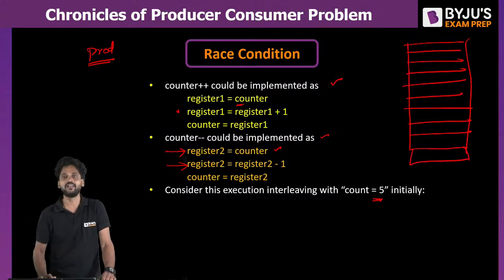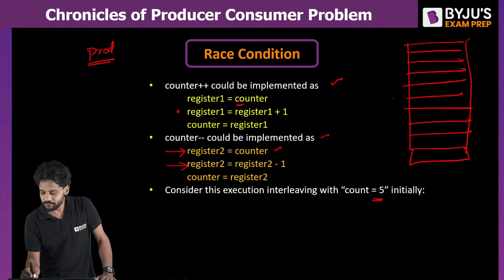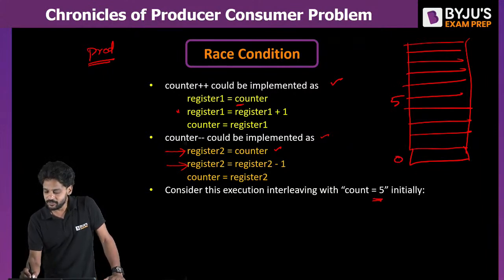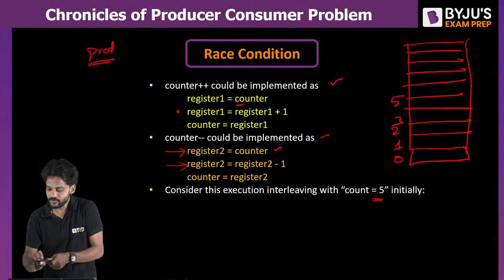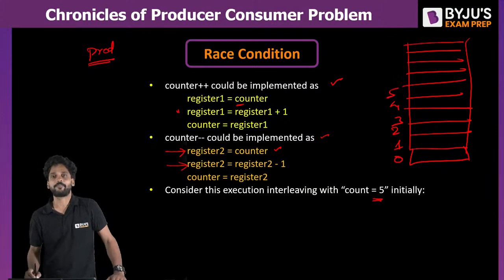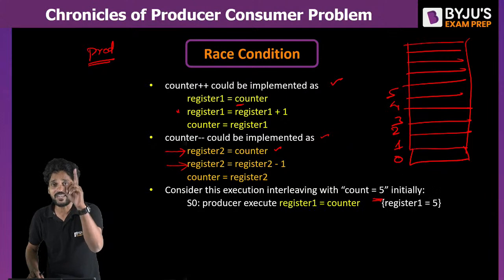Let us say there are 10 elements in the buffer. Now let us say the counter value is equal to 5. That means 0, 1, 2, 3, 4: there are 5 elements in the buffer, and the counter is equal to 5. Now what happens? The producer executes and the consumer executes concurrently.